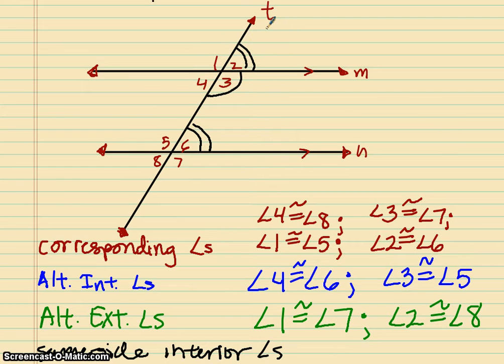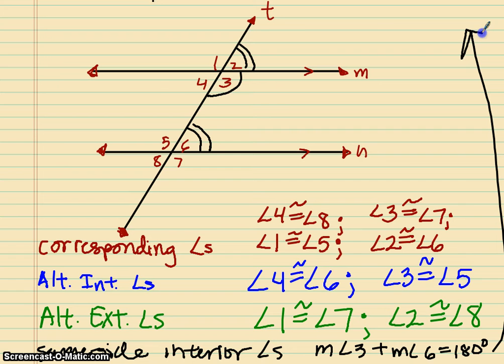So we can substitute in and demonstrate that 3 and 6 have to be supplementary. So we've got the measure of angle 3 plus the measure of angle 6 equals 180. I'm going to run out of room, so I'll do it in black up here. We've got the measure of angle 4 plus the measure of angle 5 equals 180. And again, that's our same side interior angles, and the same kind of reasons apply.